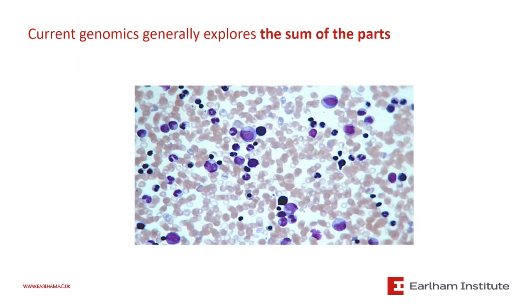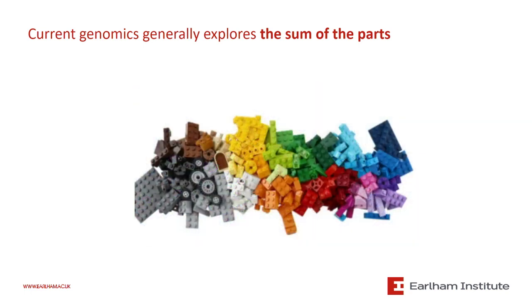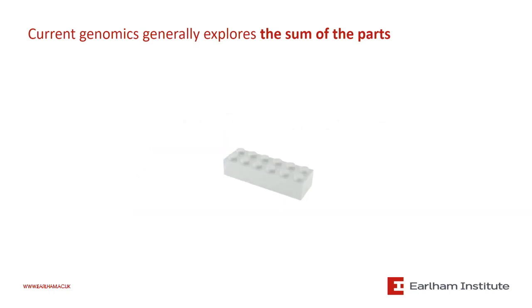So currently, with our genomics approaches, we explore the sum of the parts. We take something kind of complex like this, a lot of blood cells, and treat them as one sample. We take all of the complexity you might find in a Lego set where there's lots of different pieces with different colors, different shapes that contribute to different levels of the phenotype of the overall organism.